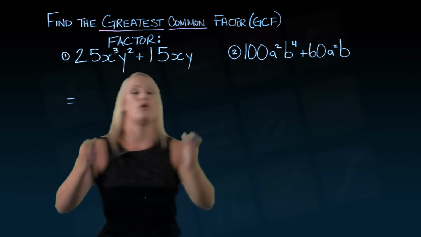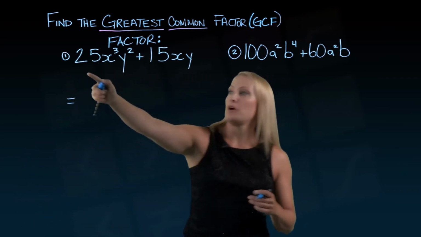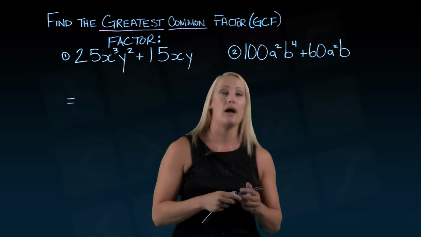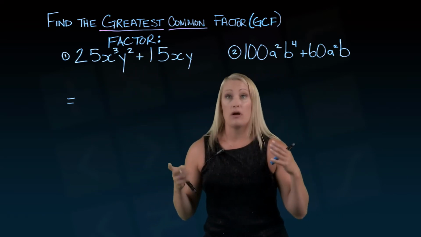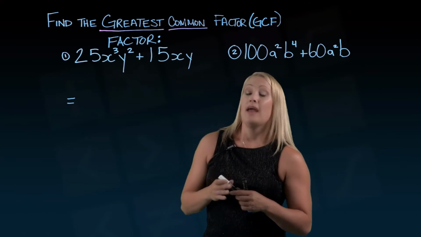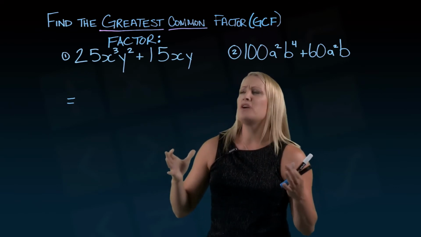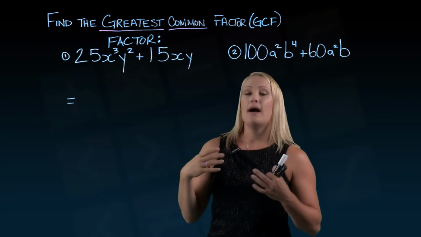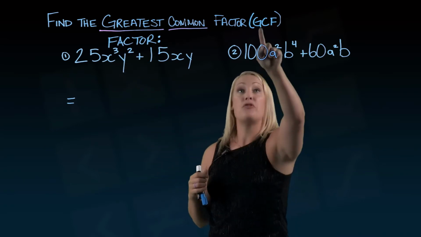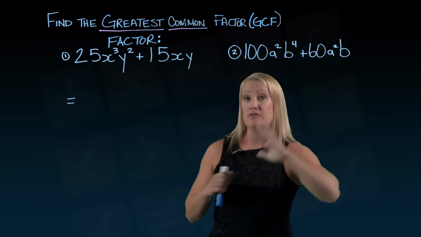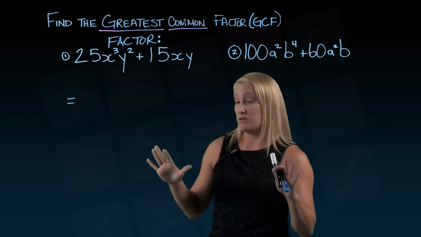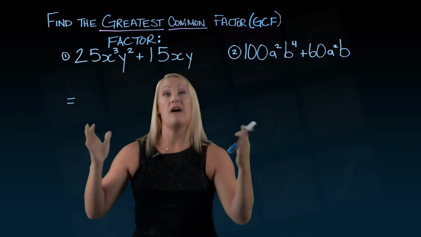Okay, so in order to factor this question, 25x to the power of 3 y squared plus 15xy, we are first going to look for the greatest common factor. And the interesting thing about factoring questions is they often don't tell you which kind of factoring they're expecting, but the important thing is that we first always look for a greatest common factor before we try to factor any other way. So in this question, that's all we're going to do, factor it using a greatest common factor.